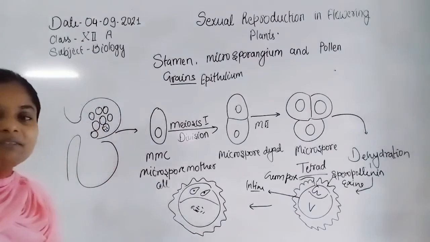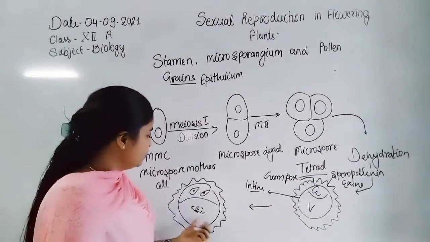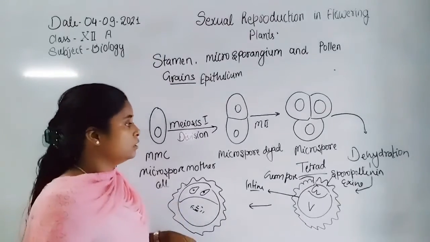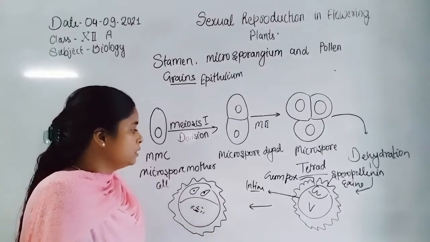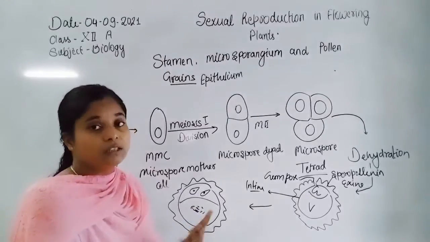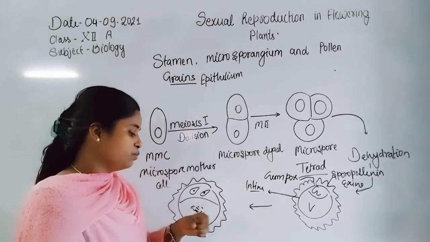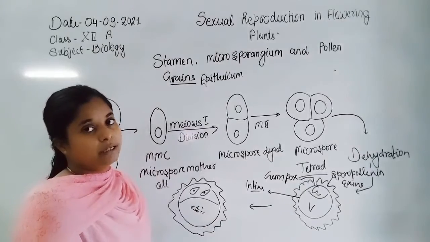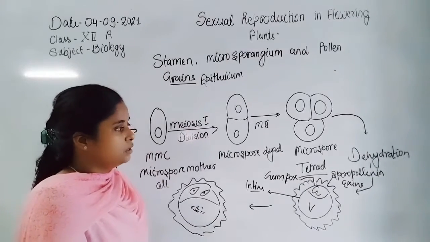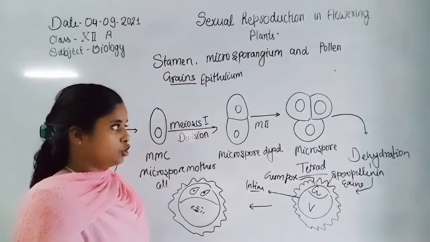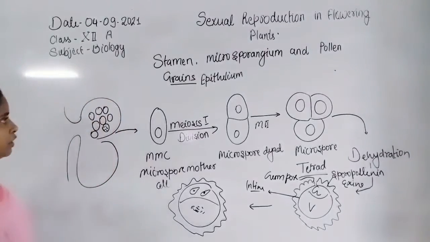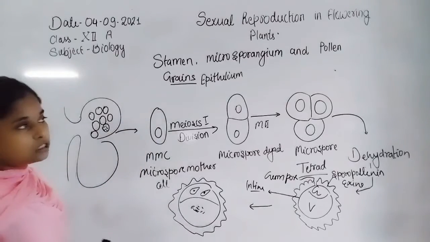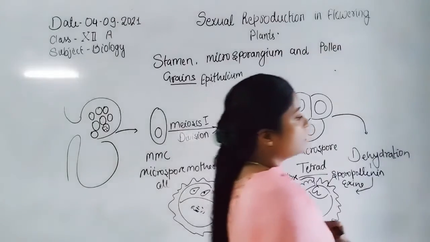In some 30 to 40% of angiosperms, the pollen grain dehiscence occurs at the 3 cell stage, whereas in some plants pollen grain dehiscence occurs at the 2 cell stage, because of their habitat and their nature. So overall these are some important points related to the stamen, sporangium and pollen grain.